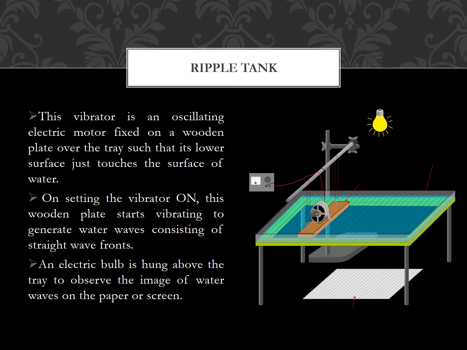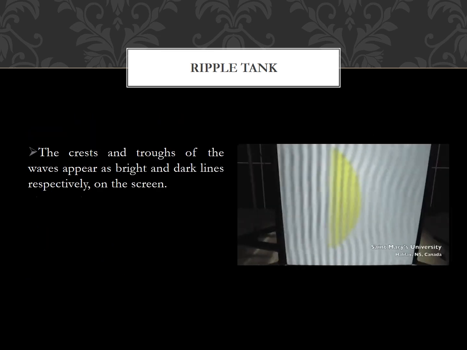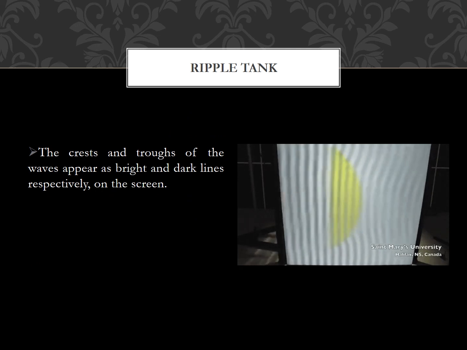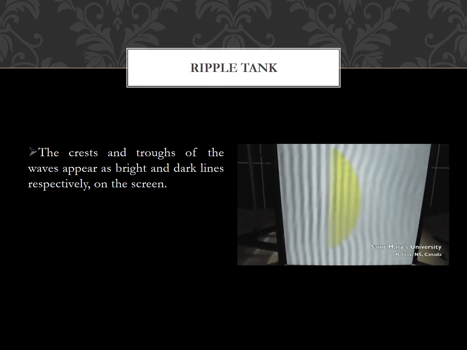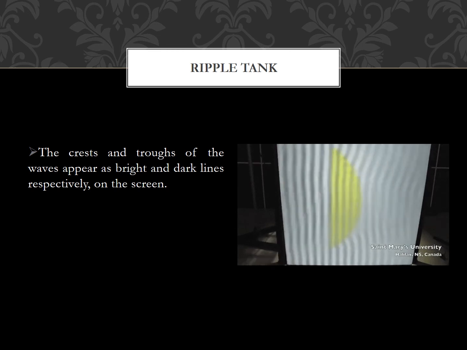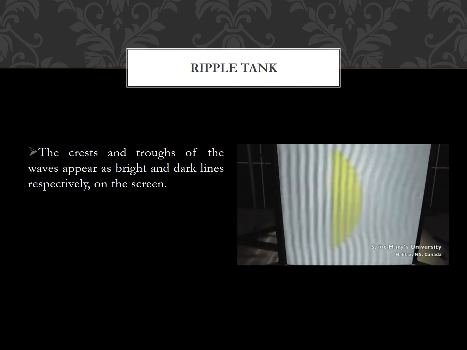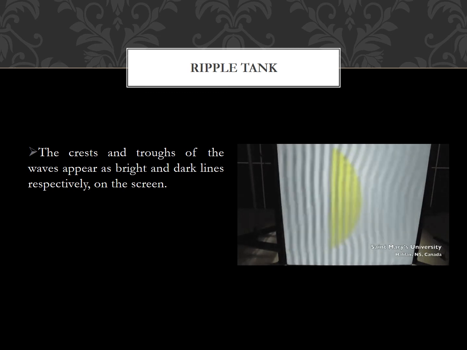An electric bulb is hung above the tray to observe the image of the water waves on the paper or the screen placed beneath the tray. We can see clearly that a series of bright and dark lines appear on the screen. These bright and dark lines are known as the crests and troughs of the waves, which appear as bright and dark lines, or bright and dark fringes. The bright lines show the crests, whereas the dark lines appear as troughs.